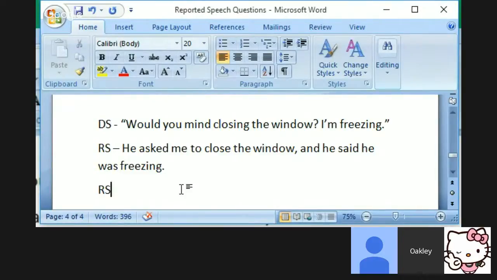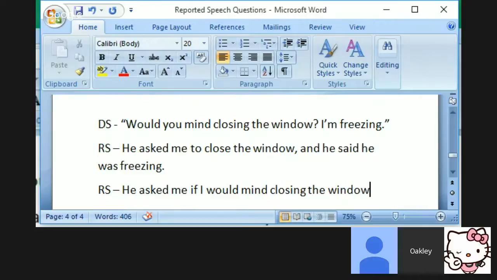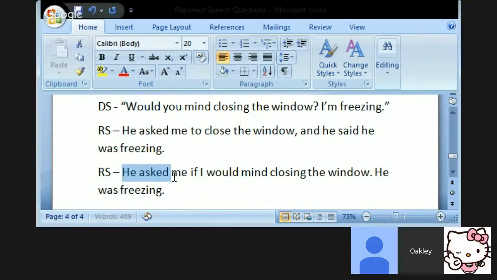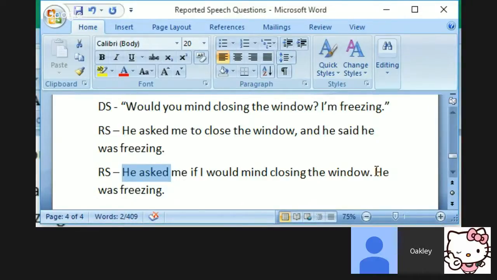Demas? All right. He asked me if I would mind closing the window. Okay, there you got it. Closing the window. Yeah. He was freezing. Oh, and then a separate sentence. He was freezing. Okay, another interesting aspect. Well, thank you. Very good. We already know that he asked me. You're absolutely right.